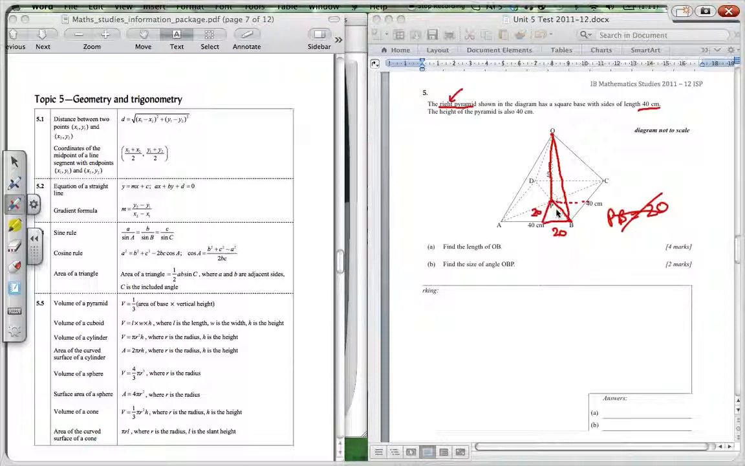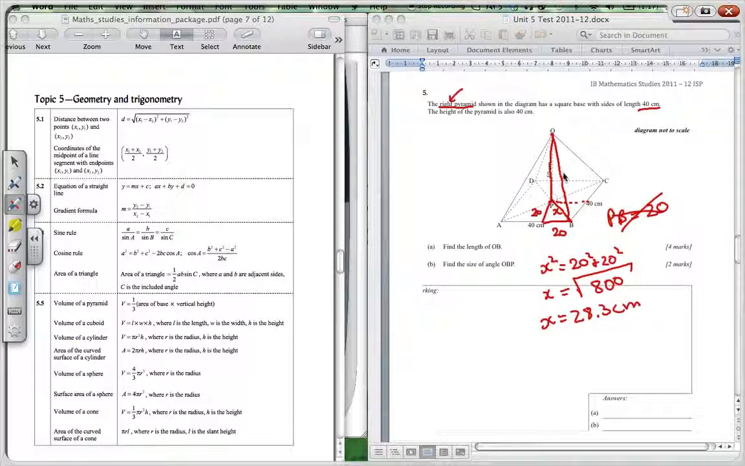So let's just say PB is equal to x. You would have x squared is equal to 20 squared plus 20 squared by Pythagoras. So x is going to equal the square root of 400 plus 400, the square root of 800. Let's just do that. The square root of 800, close brackets, x is equal to 28.3 centimeters.